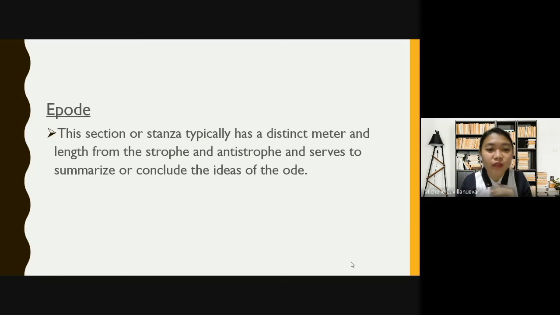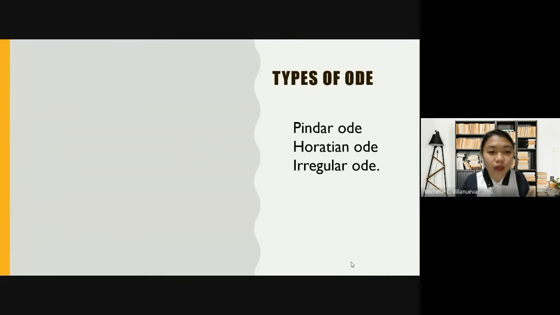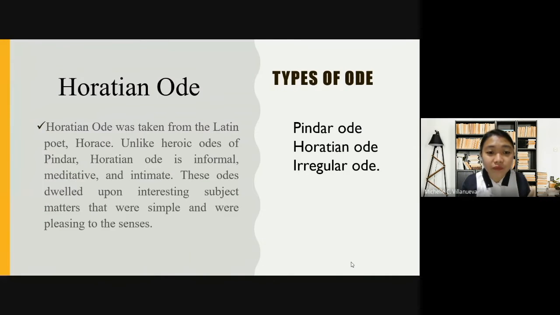Now let's proceed to the second type of ode, which is the Horatian ode. Any volunteer who will read the definition of the Horatian ode? Yes, Abdallah. Thank you. Horatian odes are informal in tone, so they are devoid of any strict rules. This kind of ode is simple, where the writer can explore different kinds of themes they want.